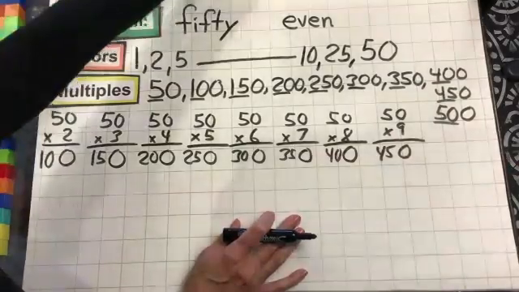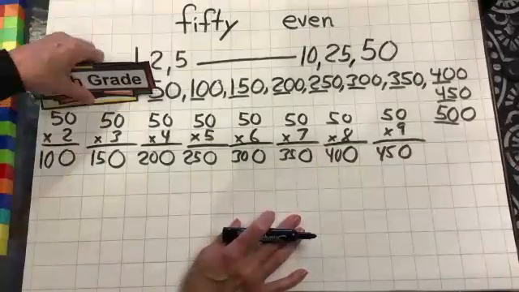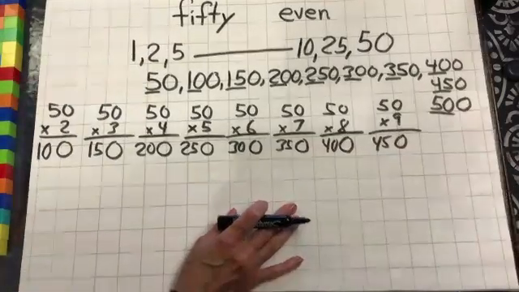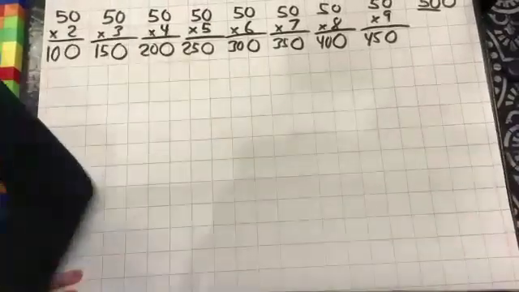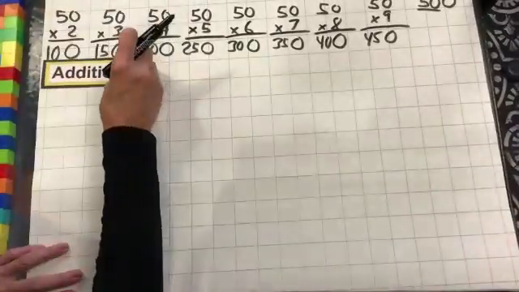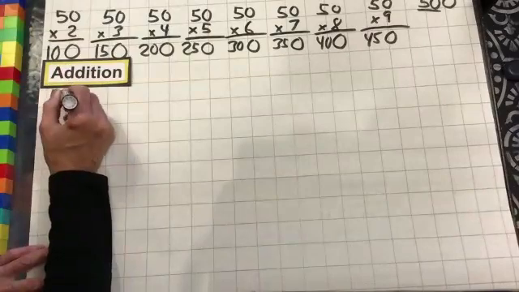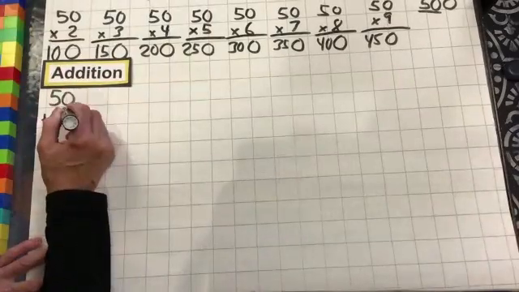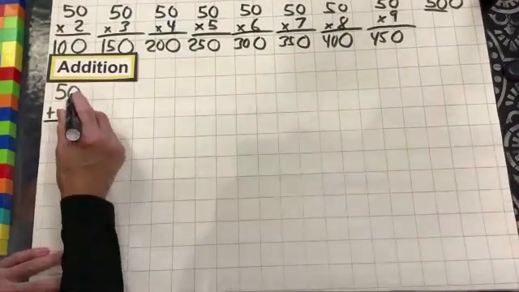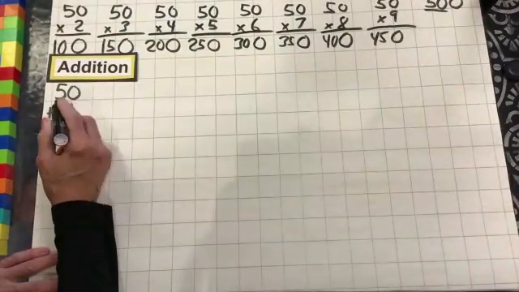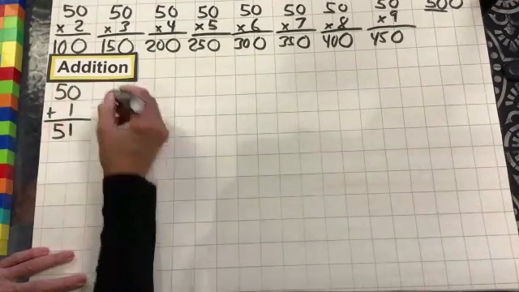I'm going to remove some of this. You're just checking your work. You did everything before I started the video. So hopefully you're right there with me. So addition should be pretty easy this time. We're doing 50 plus 1. 1 plus 0 is 1. 5 plus nothing is 5.